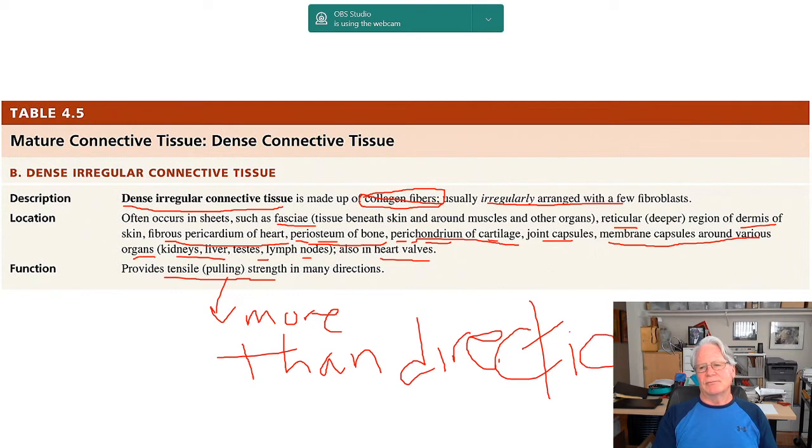Yeah, more than one direction. That's what you get with this kind of tissue, the strength is oriented in more than one direction. So what they're calling that is tensile strength. Many directions. There it is.